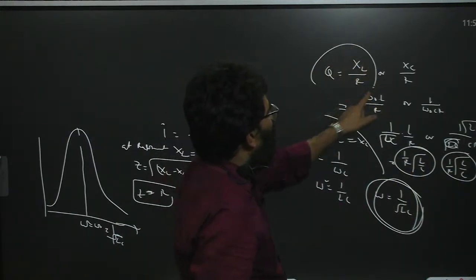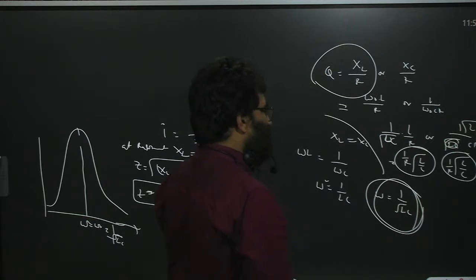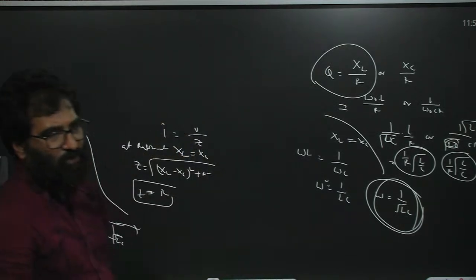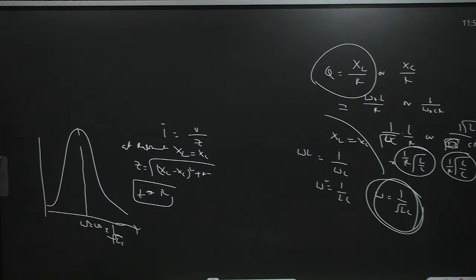Okay, Q is equal to what? XL by R at resonance condition. Resonance is what? Omega is equal to 1 by root LC.